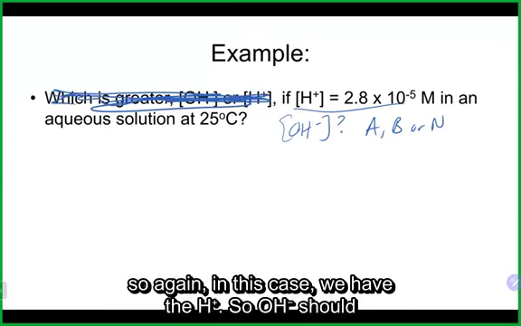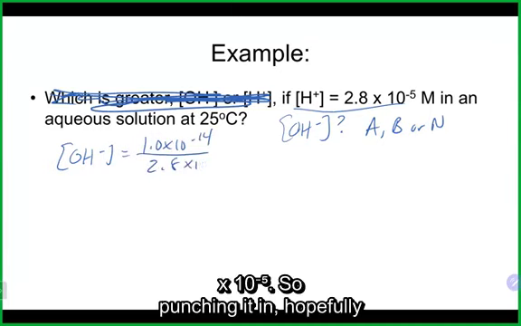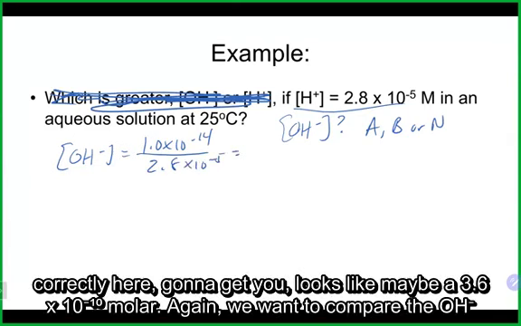Okay, so again, in this case, we have the H plus. So OH minus should equal our KW value, 1 times 10 to the minus 14, divided by 2.8 times 10 to the minus 5. Punching it in hopefully correctly here, it's going to get you maybe a 3.6 times 10 to the minus 10 molar.